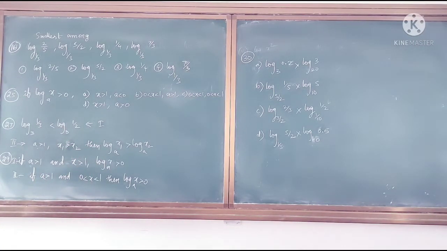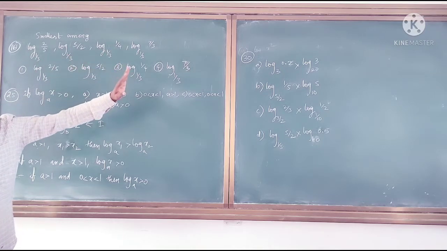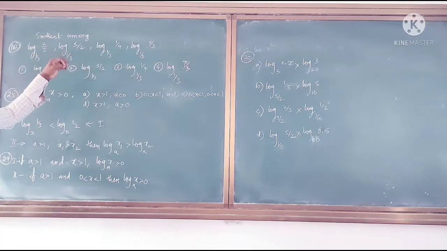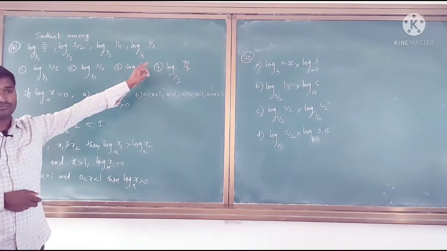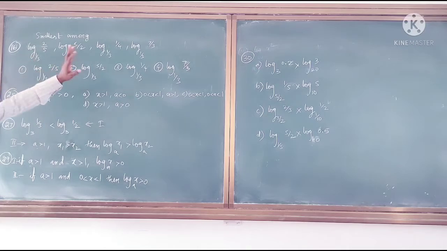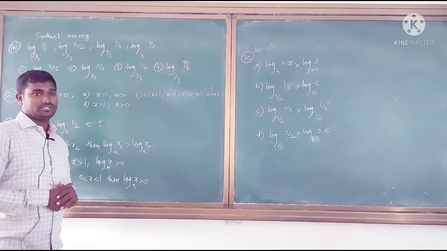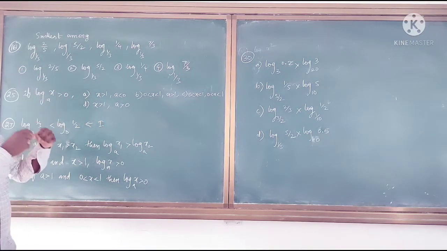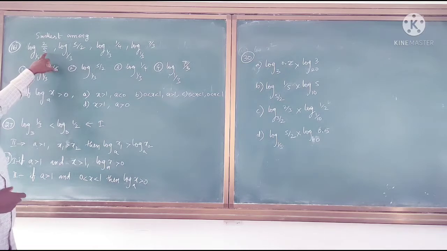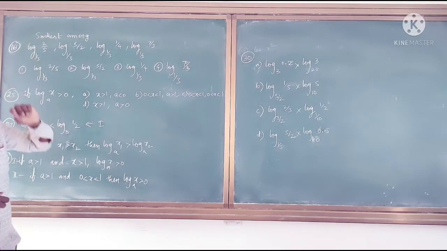Question number 16. Find the smallest number among the given 4 logarithmic numbers. Out of these 4 logarithmic numbers, which one is the smallest logarithmic value, we will find. You observe the 4 numbers have the same base, and that base, 1 by 3, lies between 0 and 1. If the base lies between 0 and 1, the number which is the greatest makes that logarithmic value the smallest.